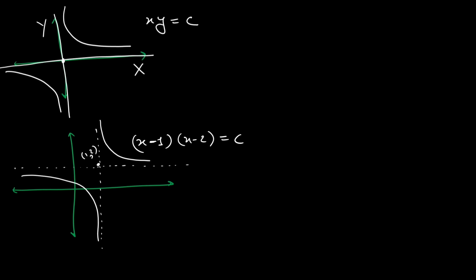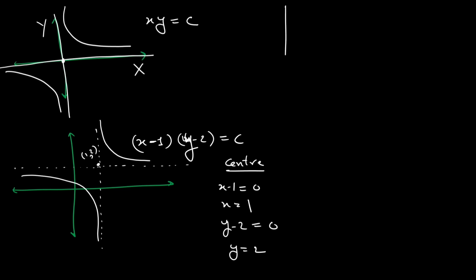So how do we do it? First of all, we find the center. We put x minus 1 equal to 0 and we get x equal to 1, and here I wanted to write y minus 2, so we put y minus 2 equals to 0, we get y equals to 2. So 1 comma 2 is the center.